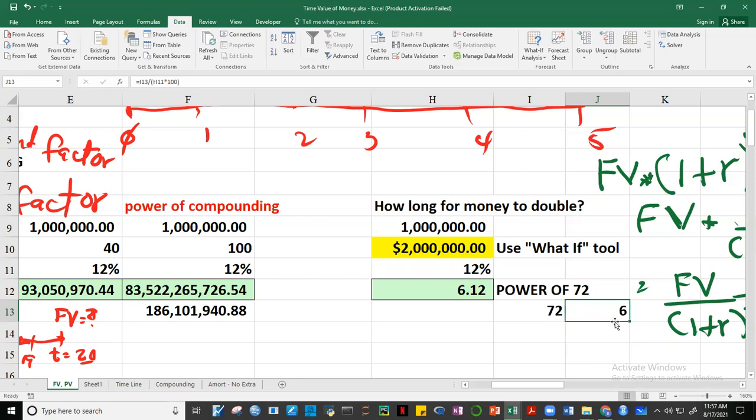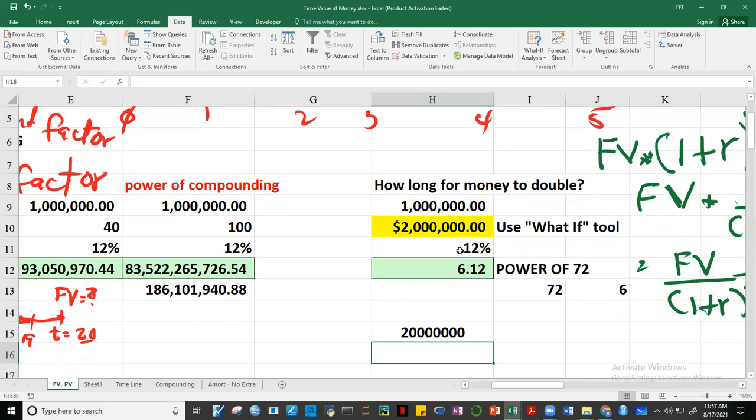Okay, so shortcut lang yan, quick lang yan, hindi siya exact, no? We can of course compute for it the exact number of years, pero ito shortcut. So for example, kunyari lang meron tayong 20,000. How long will your 20,000 double?